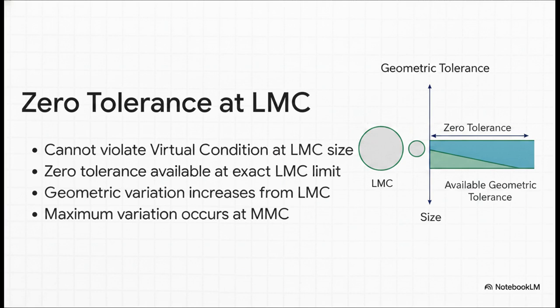But, and here's the kicker, if that manufactured feature departs from LMC, let's say a hole gets smaller and starts creeping toward MMC, suddenly you gained additional geometric variation. The permissible variation actually reaches its absolute maximum when the feature hits maximum material condition with perfect form.